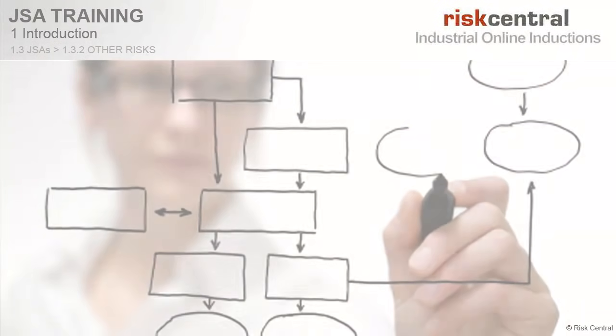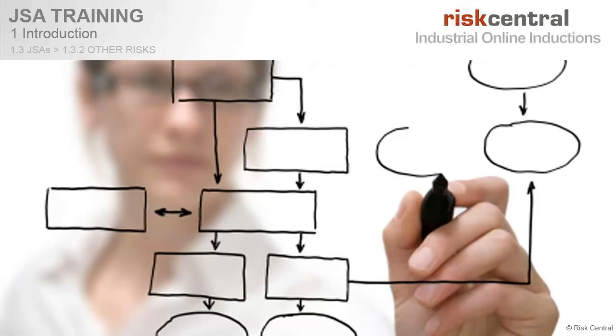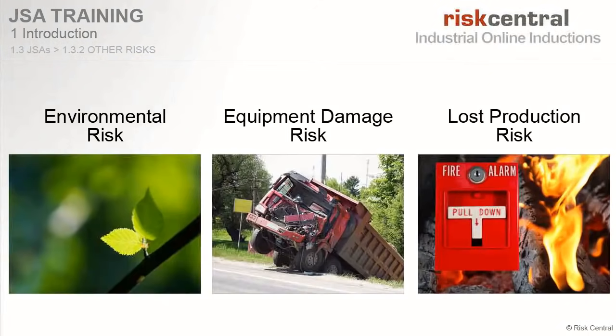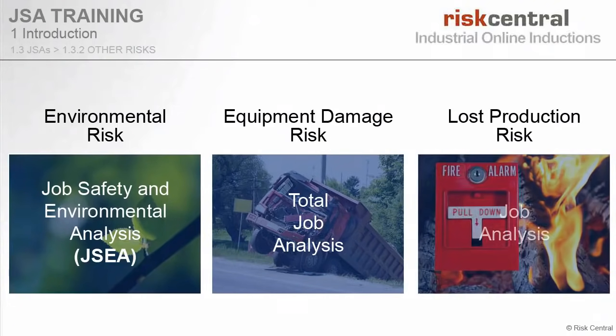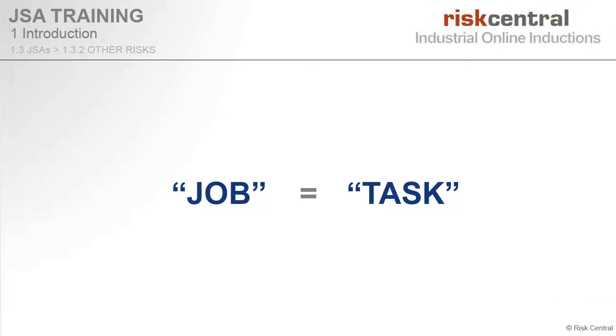Some companies prefer to expand the analysis to cover other risks such as environmental, damage to equipment, lost production, and so on. These approaches may be known as Job Safety and Environment Analysis, JSEA, Total Job Analysis, or Job Analysis. In this presentation, we will use the terms job and task interchangeably.